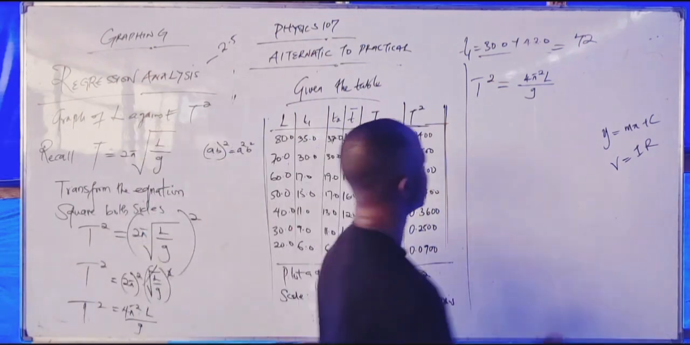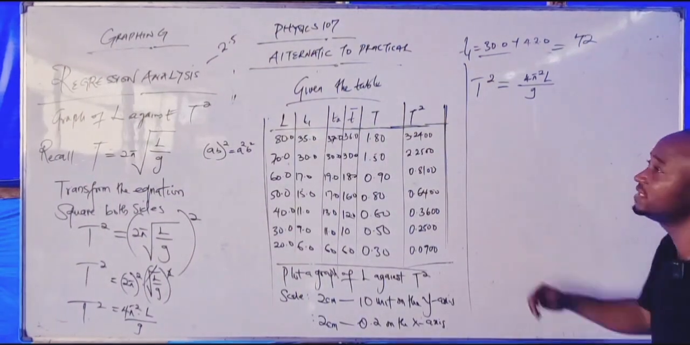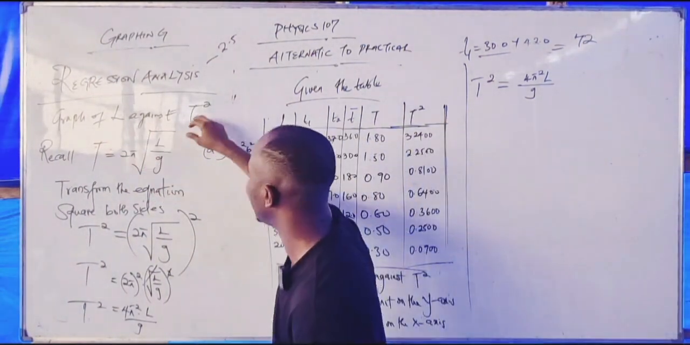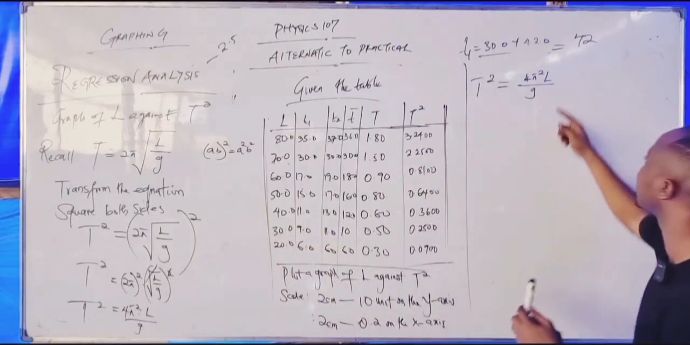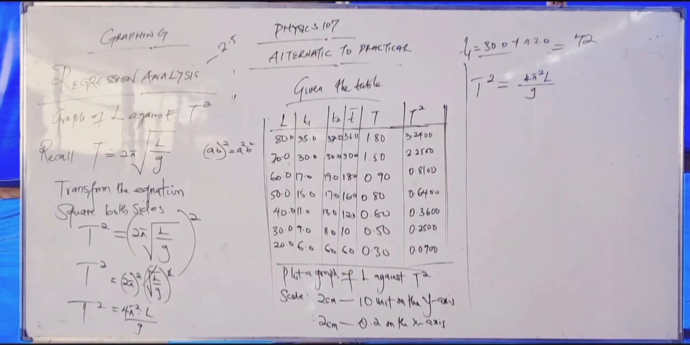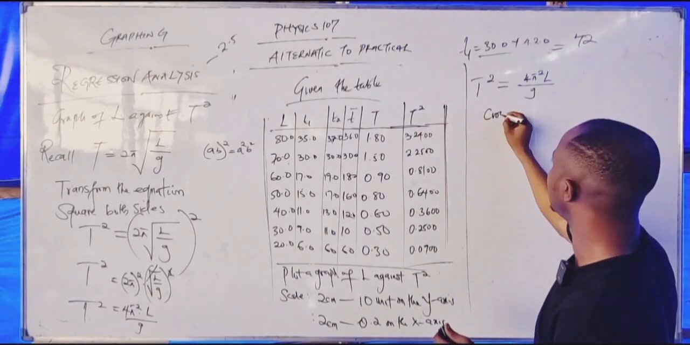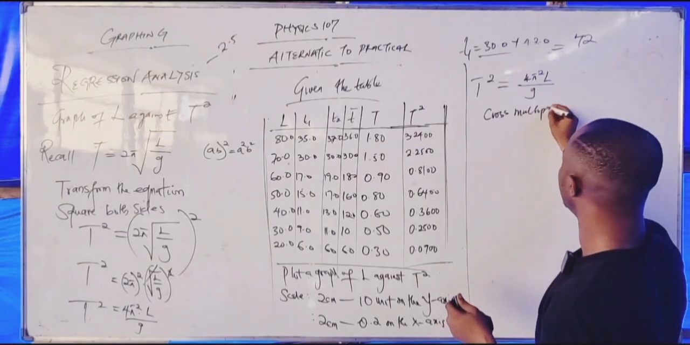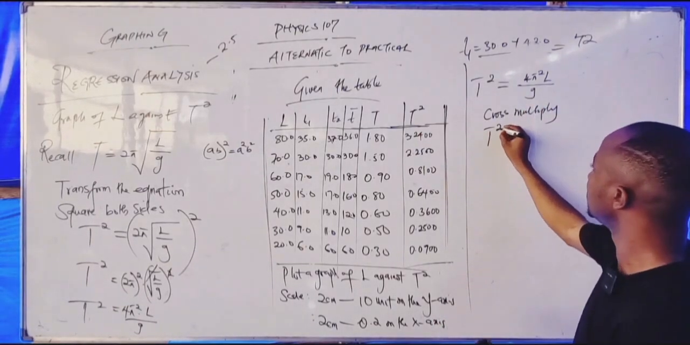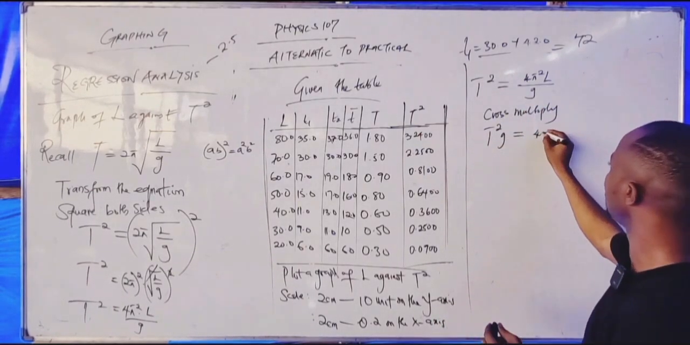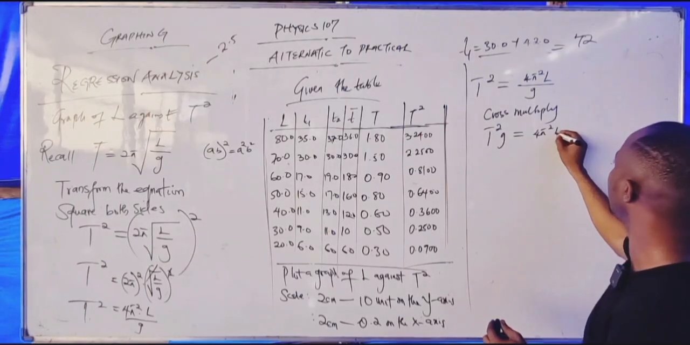Okay. So that means that since the question says plot a graph of L against T squared, I will now look for a means to make L the subject of the formula. By cross multiplying, here becomes what? T squared g equals to what? 4 pi squared L.